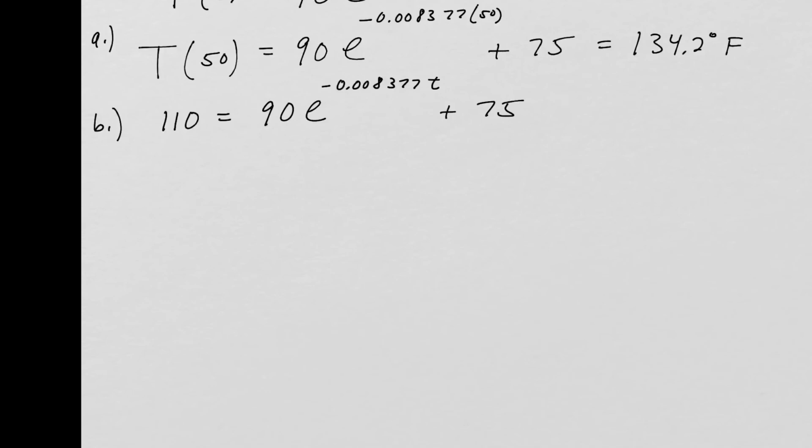Okay, so how do we solve this for little t? Well, I need to first subtract 75 from both sides, right? Get rid of that 75. So 110 minus 75 is going to be 35. So I have 35 is equal to 90 e to the minus 0.008377 t. Now I need to divide both sides by 90.